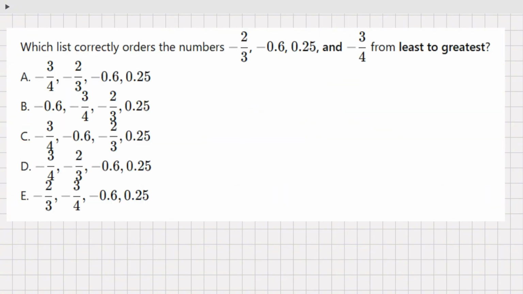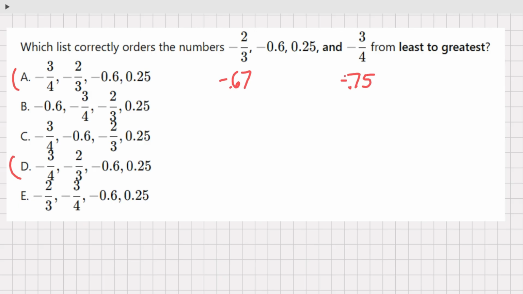And so this is still about ordering on the number line, but which list correctly orders the numbers negative 2/3, negative 0.6, 0.25, and negative 3/4 from least to greatest? I'll be honest, there are two of the same answers here. So A and B are the exact same answer, and it's not just like a converted fraction like last time. But just so you know that, we need to convert all of these to decimals. So if we convert negative 2/3, you should get something like negative 0.67. It might be 0.66 repeated or something like that, but it won't change the heart of the answer. And then negative 3/4 should be negative 0.75.